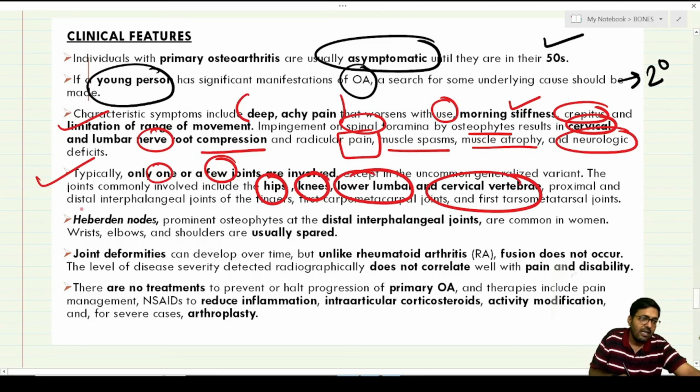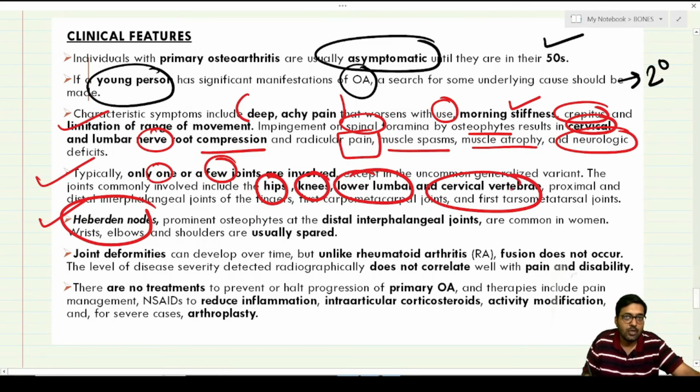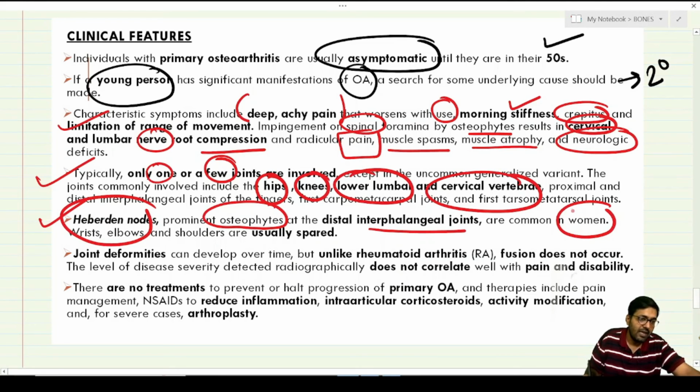Now, very importantly, one characteristic feature of osteoarthritis is the presence of Heberden's nodes. Classically, this was an MCQ that was asked to you in my community page, and most of you chose the answer as rheumatoid arthritis. So right now you got the answer that Heberden's nodes are the classical feature of osteoarthritis, and these are nothing but prominent osteophytes at the distal interphalangeal joints, and they are more common in women. The wrist, elbows and shoulders are usually spared.